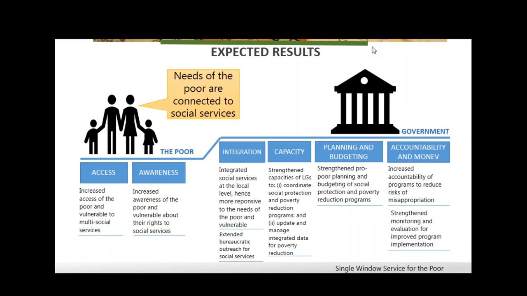So for the poor themselves, in terms of access, it is expected that there will be increased access of the poor and vulnerable to multiple social services, not only receiving one, two, or three programs. And then in terms of awareness, we hope that SLRT will help increase awareness of the poor and vulnerable about their rights to social services. For the government, there are several benefits of the SLRT. SLRT can help integrate social services at the local level, hence they become more responsive to the needs of the poor and the vulnerable.